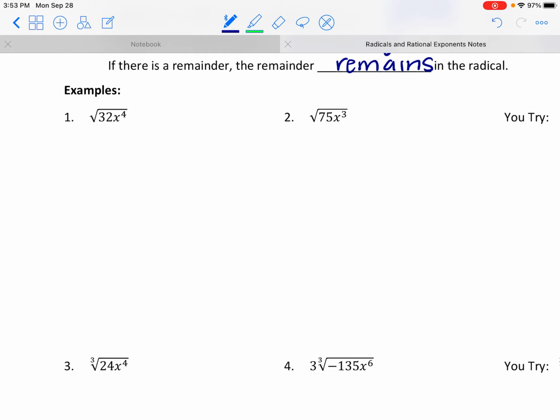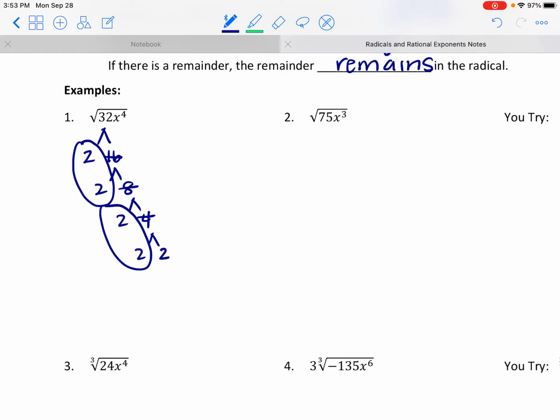Alright, so let's see. 32x to the fourth. Let's break down the 32 first. So 32 is 2 times 16. And that's where I would stop, because I know the square root of 16 is going to make a 4 come out. But if you want to continue, that's 2 times 8, 2 times 4, and then 4 becomes 2 times 2. So I'm looking for pairs because it's a square root, and I have 2 of them. So I have a 2 and another 2 that are going to come out of that radical. And then, let's leave my radical alone for a second here. I got a 2 and a 2 that will come out, and then I have a little leftover 2 that's going to stay in.